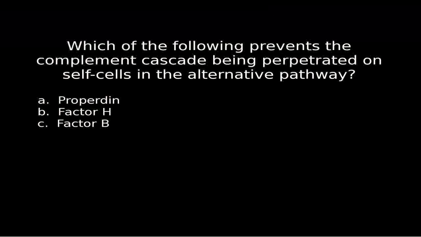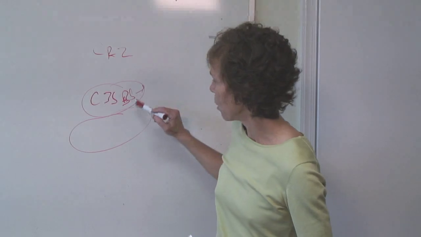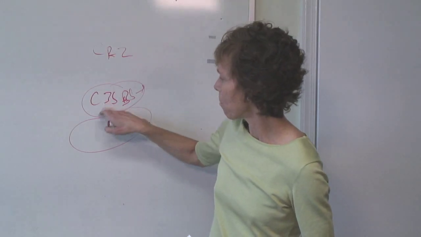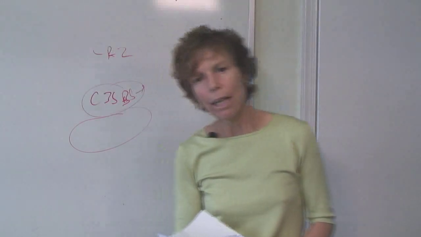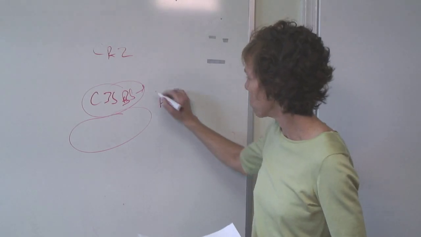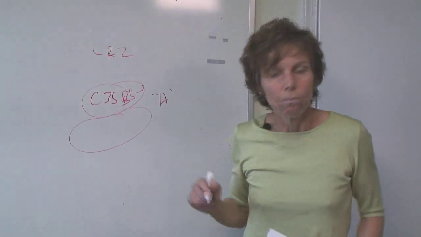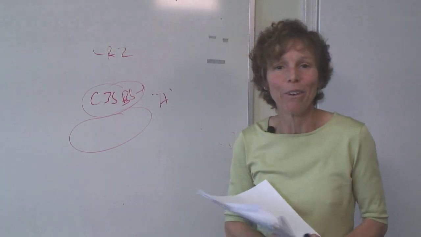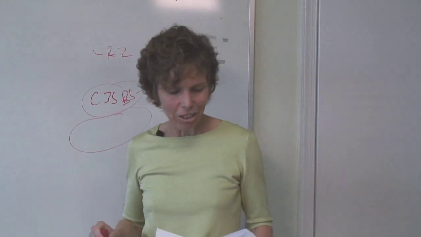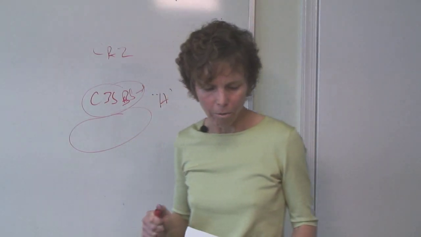Number 11 is, which of the following prevents the complement cascade being perpetrated on self cells in the alternative pathway? That is factor H. Remember, B comes and nestles up next to C3b, and then factor H comes in and says, hey, that's my girlfriend, or however you want to look at it. So factor H is going to prevent that.